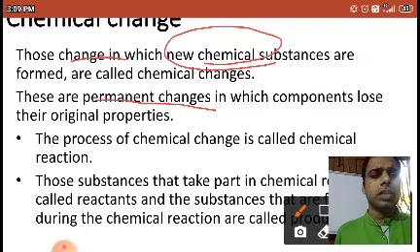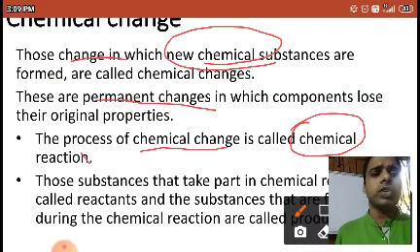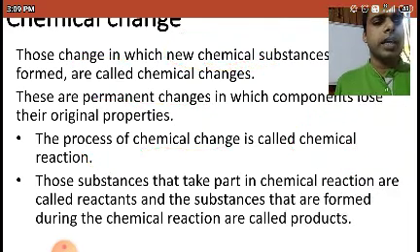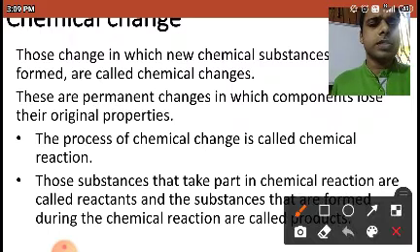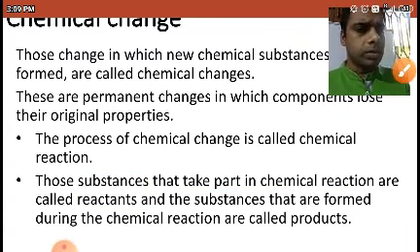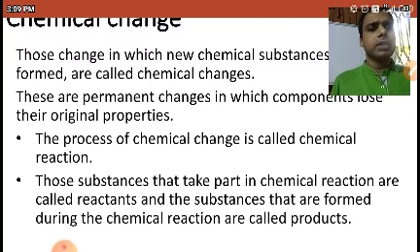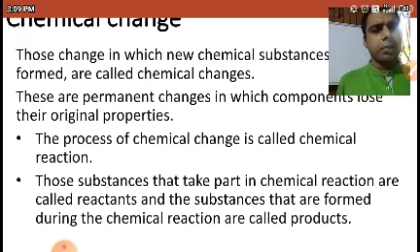Here you can see the process of chemical change is called a chemical reaction. One more thing you can note down: the process by which a chemical change takes place is known as a chemical reaction. Those substances that take part in a chemical reaction are called reactants. Suppose carbon is burning in the presence of oxygen. So carbon is one component and oxygen is another component.